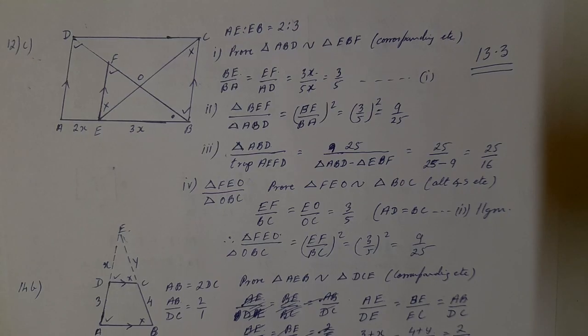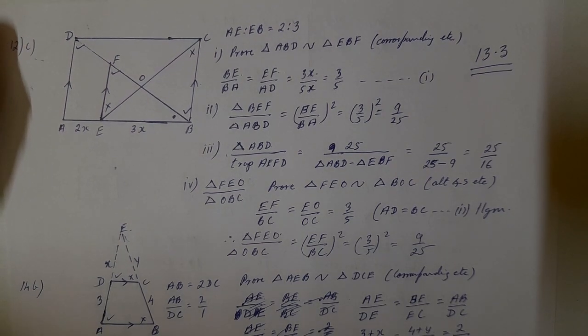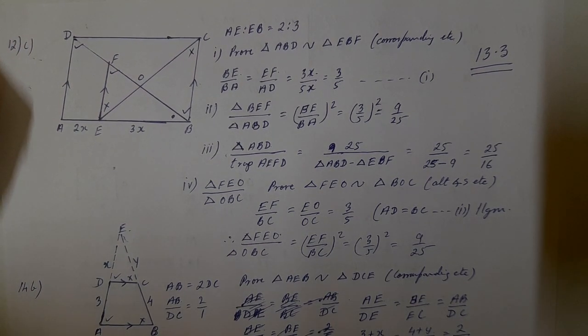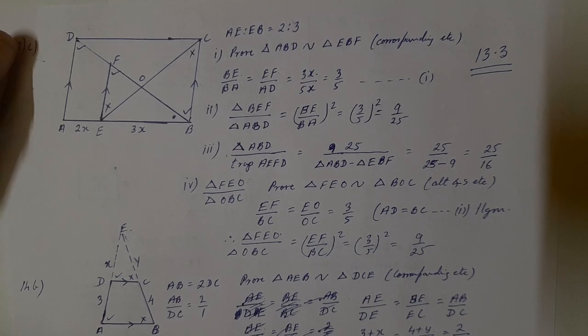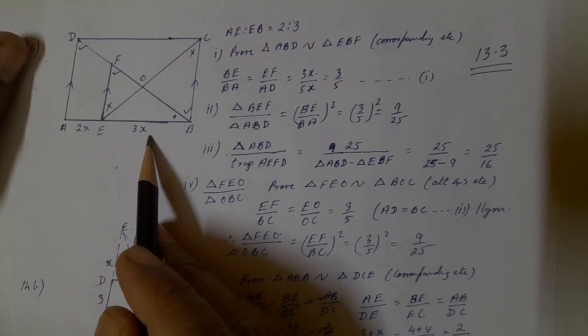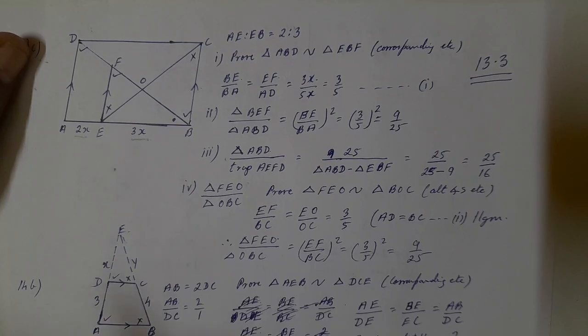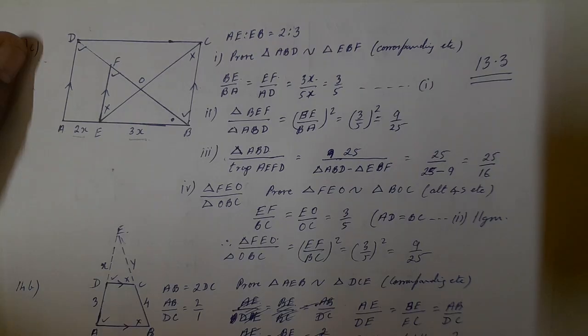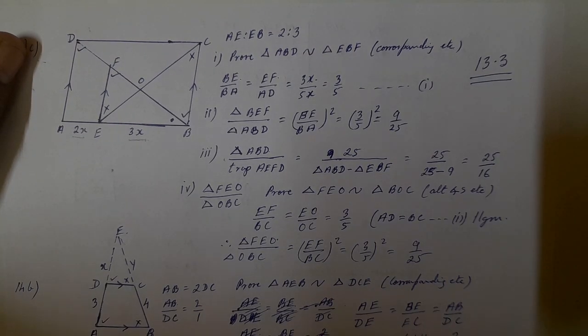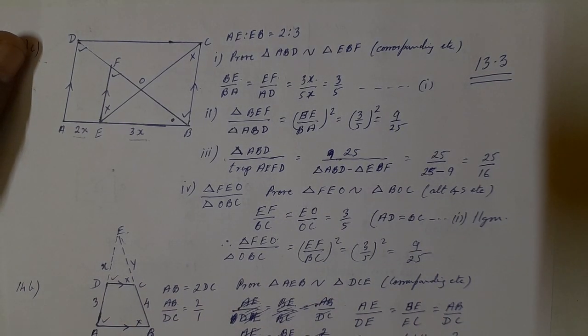All right, pay attention. 12C. In the figure given below, ABCD is a parallelogram. You can see that E is a point on AB, and they intersect at O, and EF is parallel to that. Everything is given. AE is to EB is 2 is to 3. I have taken it as 2x and 3x. Find EF by AD.